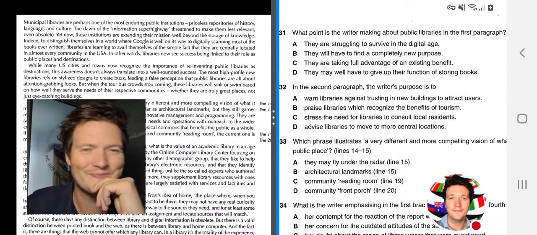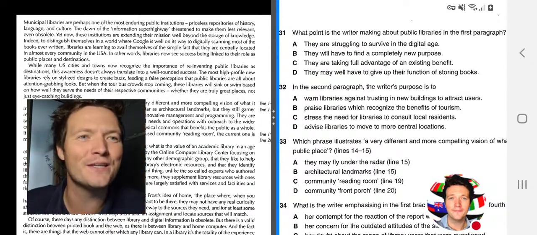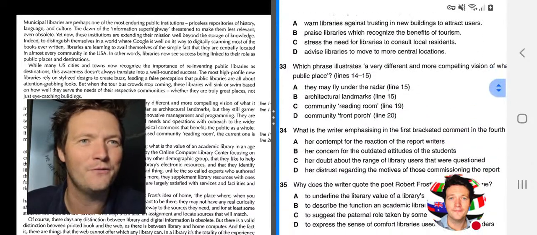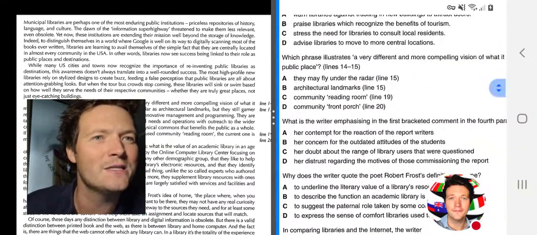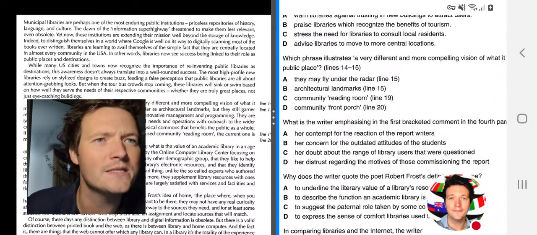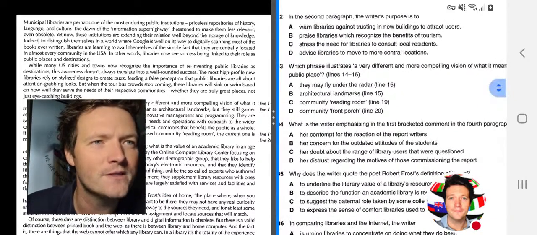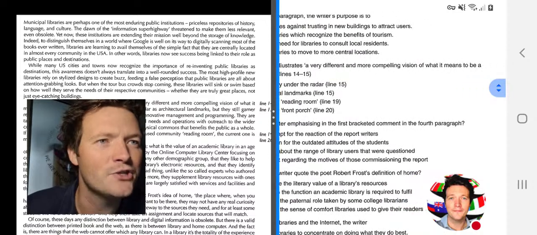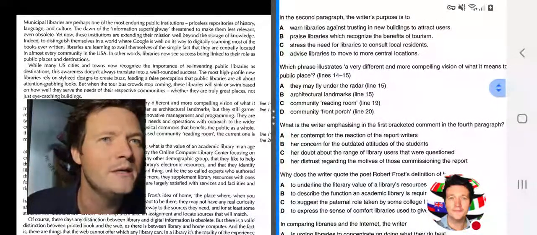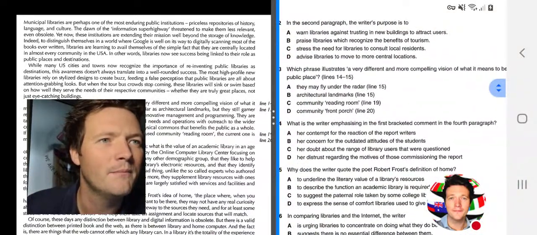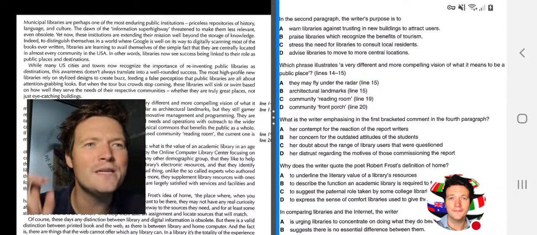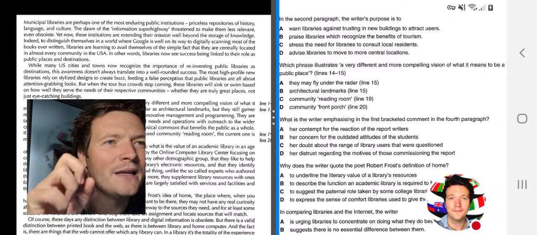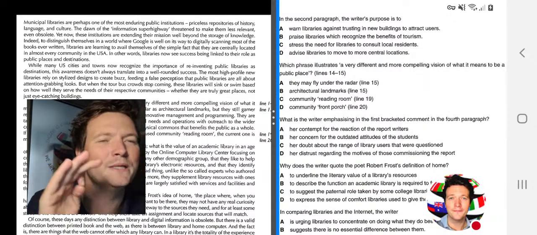Hello, Nicolas. Anyway, I'm going to move on to the third question now because I have gone off on a bit of a tangent. And it says, which phrase illustrates a very different and more compelling vision of what it means to be a public place?